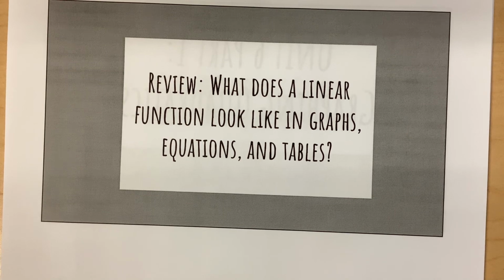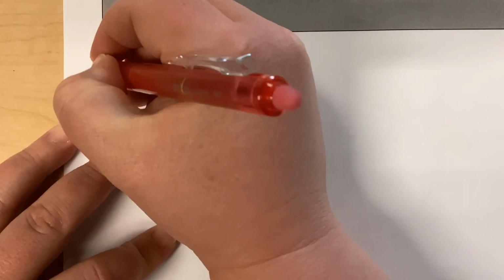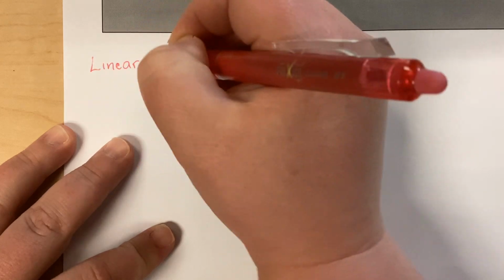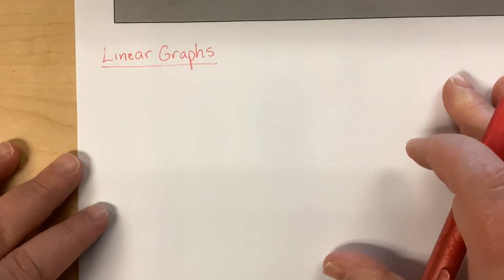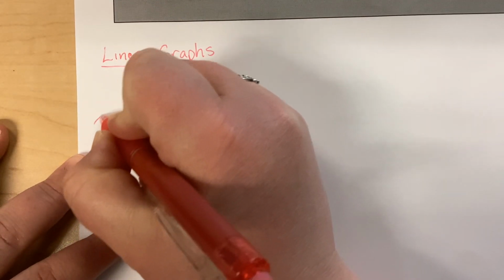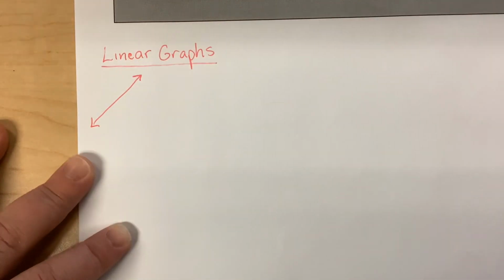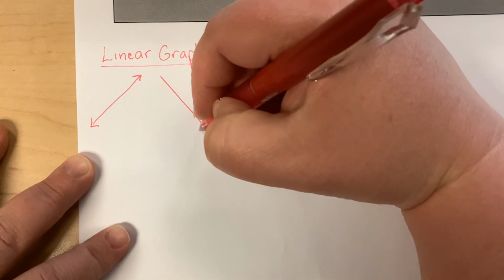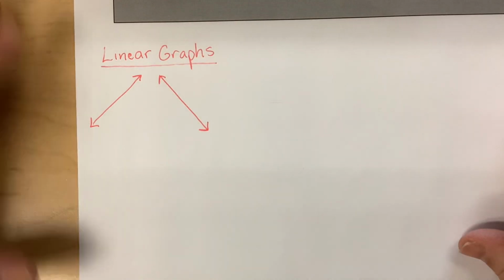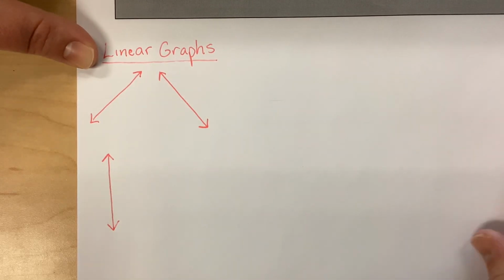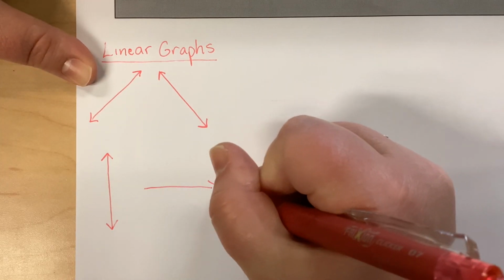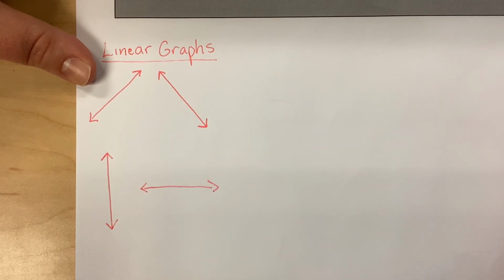So when it comes to a graph, linear graphs can take a few forms. First of all, they are all straight lines. No matter which direction they go, all linear graphs are straight lines. So you have positive linear graphs that go like this. You can have a negative linear graph that goes the opposite direction. You can have a vertical line, that's the x equals graph. You can also have a horizontal line, which is the y equals graph, okay?